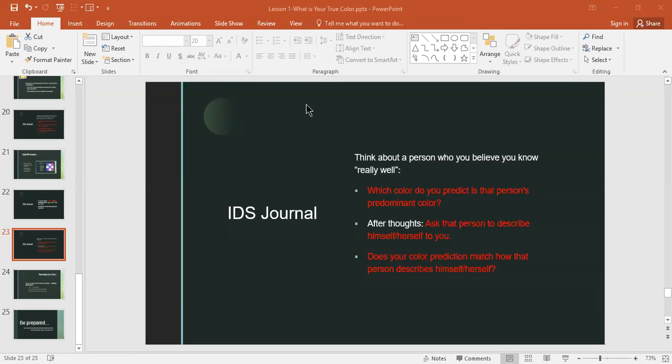So I'm going to give you guys a minute, because it's a very simple question. Which color do you predict is that person's predominant color? So make sure you mention who the person is and what color you think is their predominant color, right? And we took some time to read the description, so you should have some idea there. So I'll give you guys a minute to write that out.